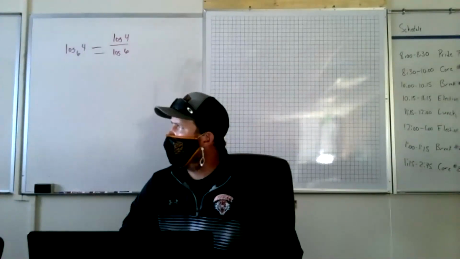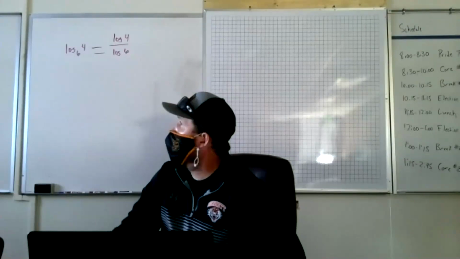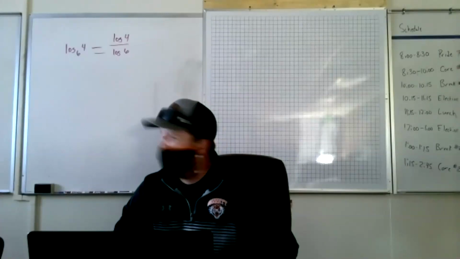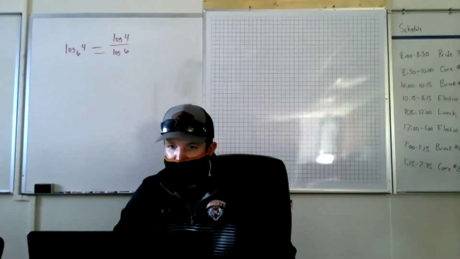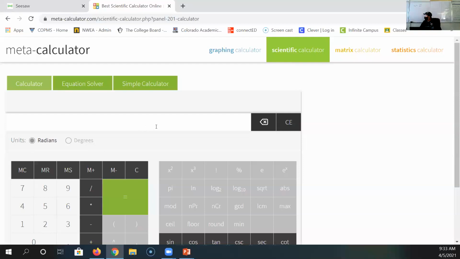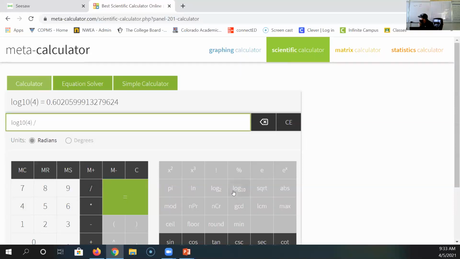Get my calculator up. Once I've done that, I can just plug it into the calculator. So I have the common log of 4 divided by the common log of 6. You can see my answer is 0.774. So I'm going to round it to the third decimal place. So 0.774 is my answer.